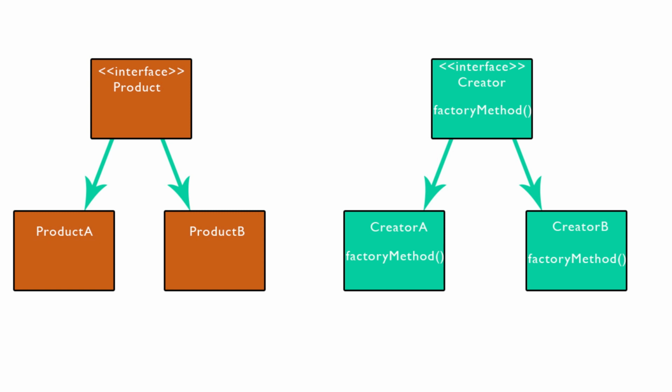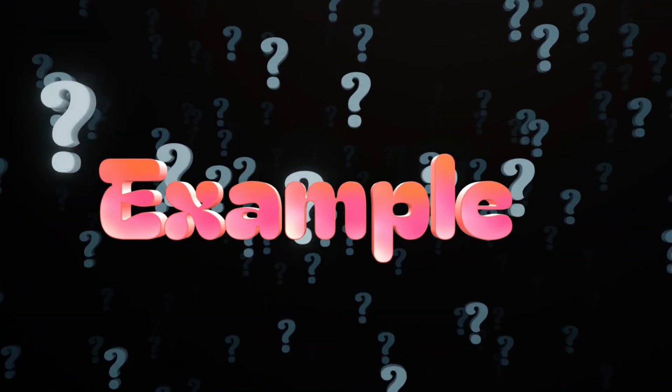The product interface. This is an interface or an abstract class that defines the methods that concrete products must implement. Concrete products. These are the specific product classes that implement the product interface. The creator interface. This interface or abstract class declares the factory method, which returns an object of the product type. Concrete creators. These are the concrete classes that implement the factory method to create specific product instances.